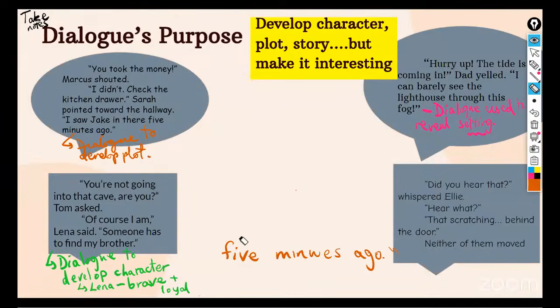Did you hear that? Whispered Ellie. Hear what? That's scratching behind the door. Neither of them moved.